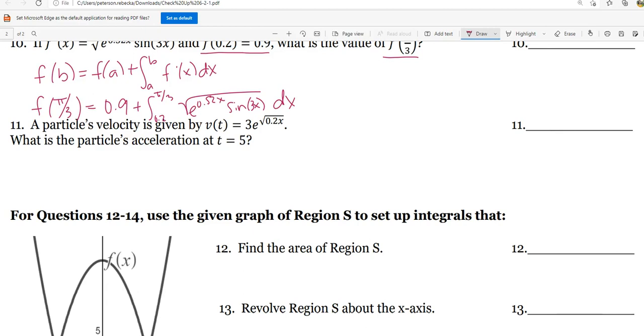All right, question 11. We're going to make the calculator do it for us. We are given the velocity at any time t. We want the acceleration. So a of 5 will be v prime of 5. So just do math 8 for me here, where this is your function and we're evaluating at t equals 5.